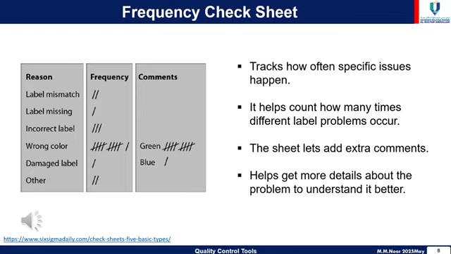Next type of check sheet is frequency. This is an example of a frequency check sheet. It has a comment, a reason, and a frequency table. The frequency check sheet tracks how often a specific issue happens. It helps count how many times different labeled problems occur. The sheet allows extra comments. It helps get more detail about the problem to understand it better.